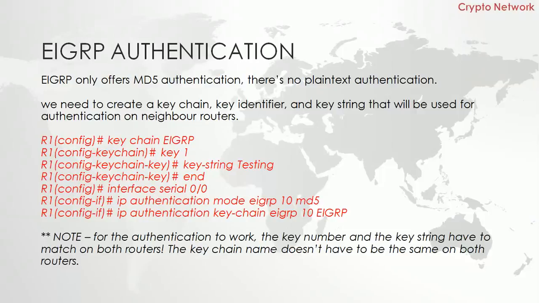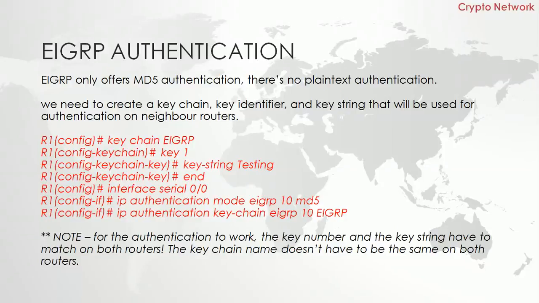Next, we need to enable EIGRP authentication on the interface. So ip authentication mode eigrp AS md5 enables EIGRP authentication on the interface. ip authentication key-chain eigrp AS number and the keychain name specifies the name of the keychain that will be used for authentication.